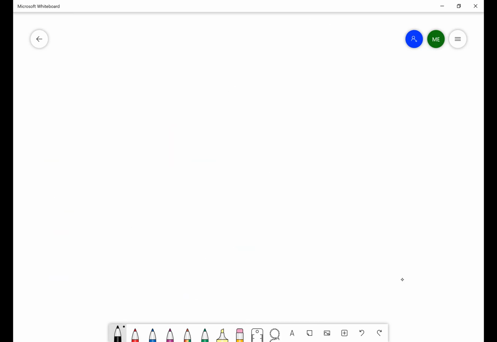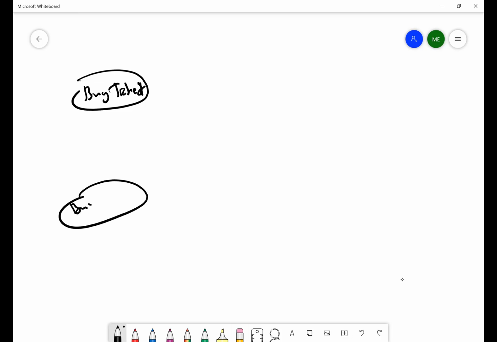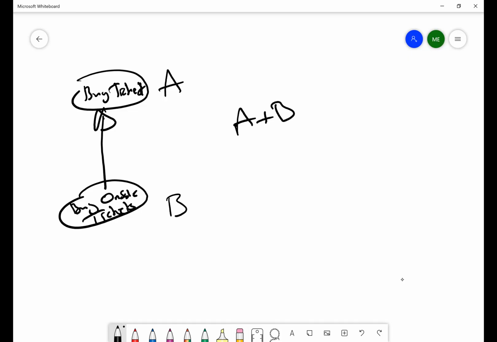Let's move on to the generalization implementation. So here at the generalization, I said buy tickets, and over here at the bottom is buy on sale tickets. Okay, and I have this over here. If this is A, and I hypothetically put this down as B, and then I end up reusing the A plus the B, think of it this way.